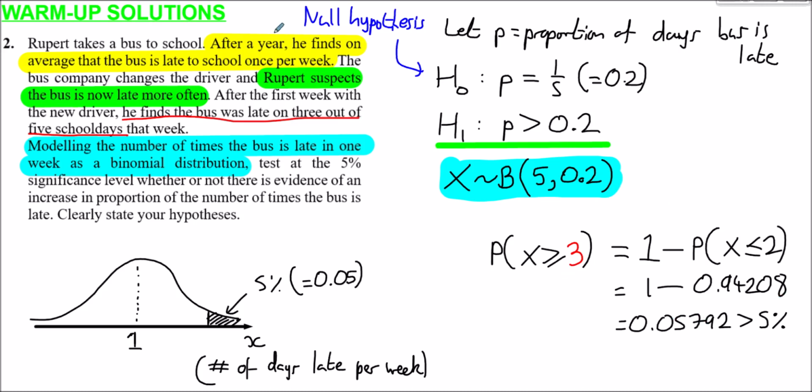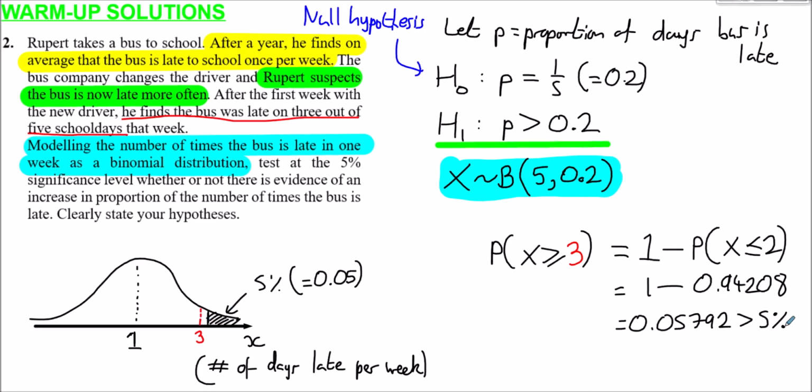5.7% of the curve would be more of a curve than this tiny tail. 5.7% would be just here. That's a probability of 3 or more latenesses. So 3 isn't quite in the critical region. So therefore what we'd do is we would accept H0.